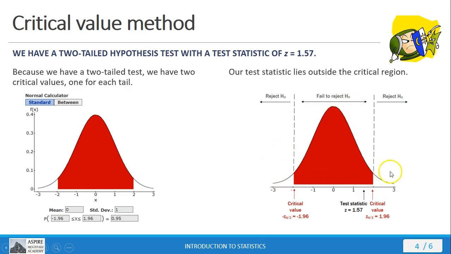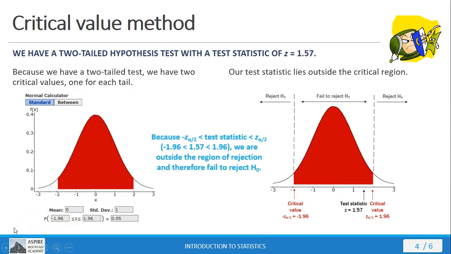So I'm outside the tails, outside the region of rejection. Therefore, I fail to reject the null hypothesis. Just as we saw with the p-value method, we get the same result. So either way you work this, you're going to get the same thing out.